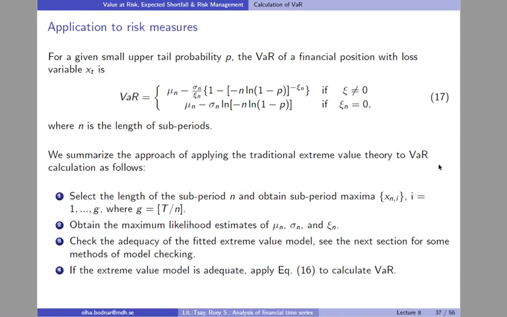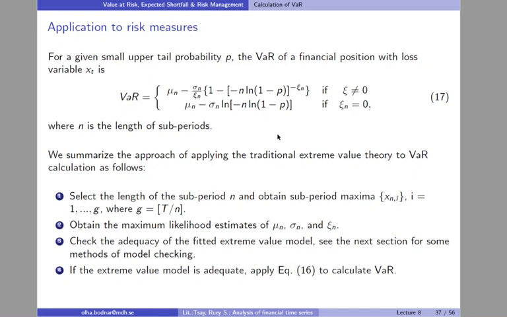So the real question here is how we apply this to risk measures. For a given small upper tail probability p, the value at risk of a financial position with loss variable x_t is given in this way, where n is the length of subperiods. This logarithm makes you think of some sort of an inverse function, right? Well, there is something kind of like that over there.